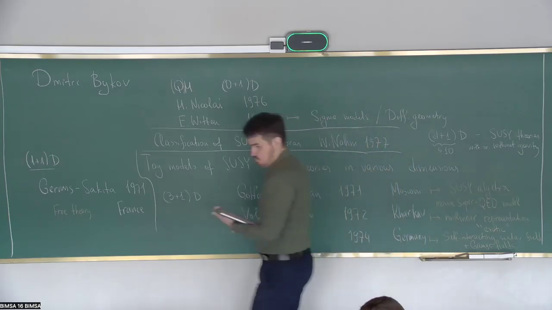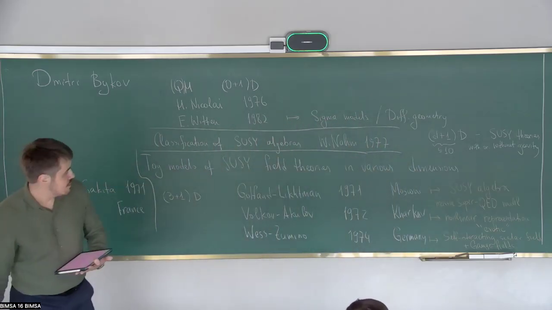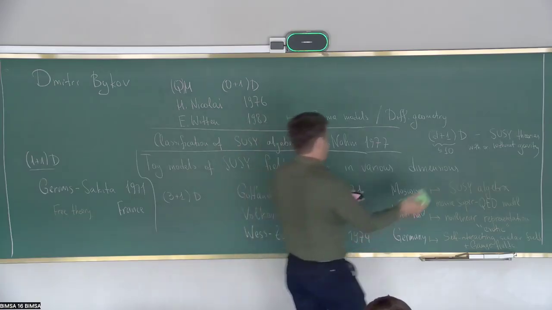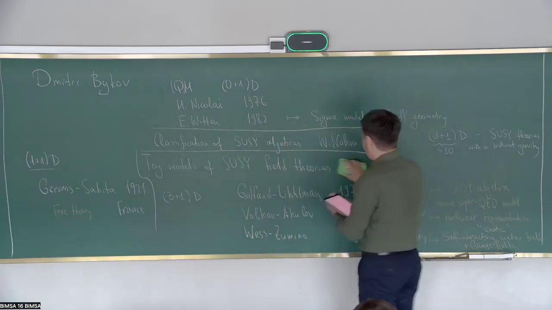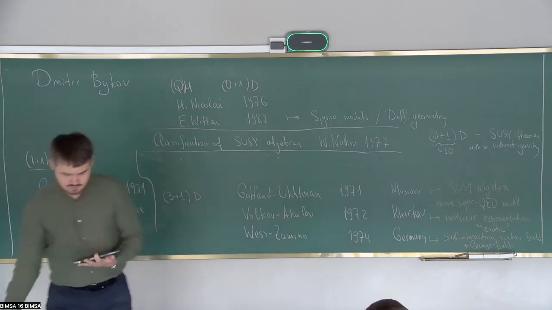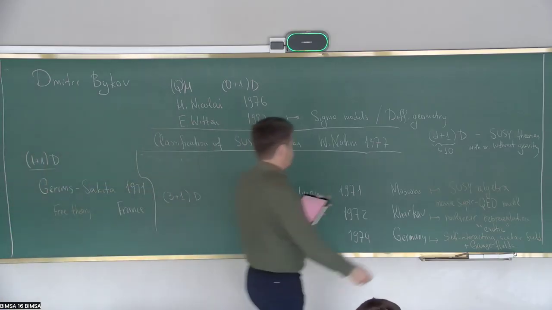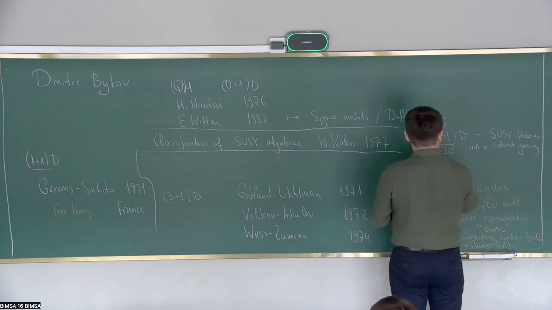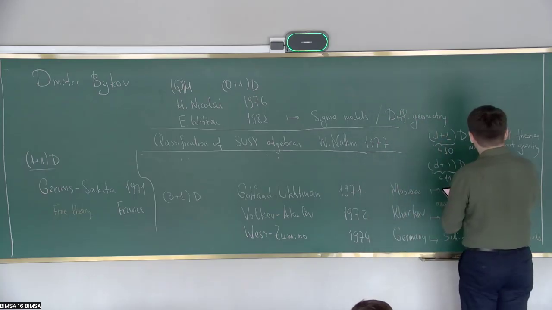And if you allow gravity, then you have one more option, which is 11 dimensional gravity. So with gravity, the maximal dimension is 11, supergravity.